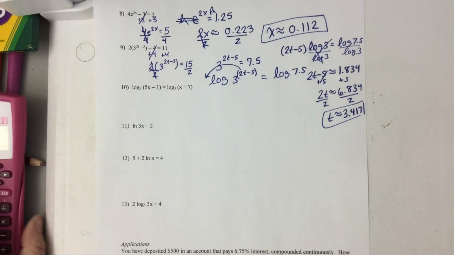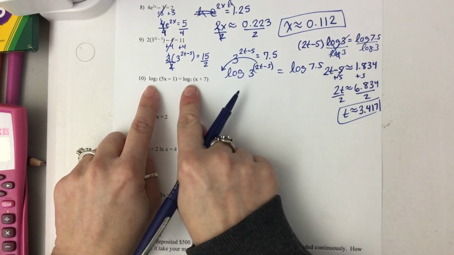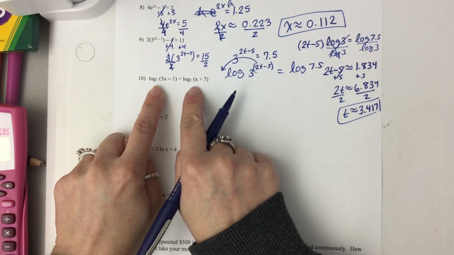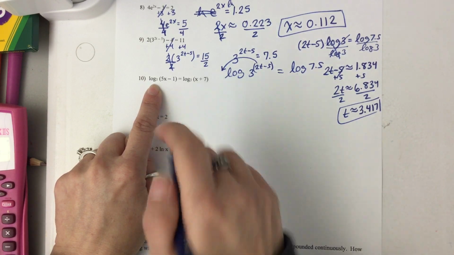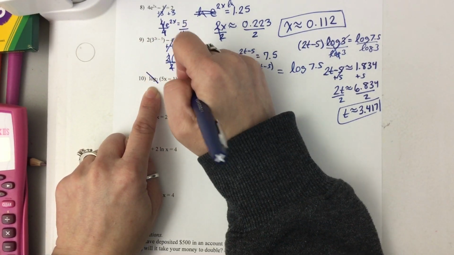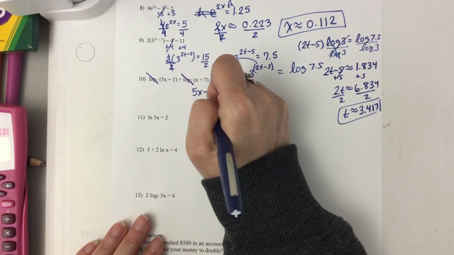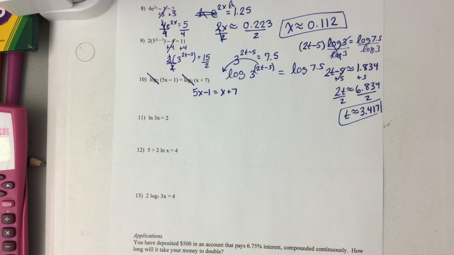Okay, the next one. Here's one of those really cool properties. If both sides have one logarithm, this is one log, this is one log, and they have the same base, like they do here. This is a log base 3, this is a log base 3. You can just cancel them. So here's my equation. 5x minus 1 equals x plus 7. Because there was one log on each side and they both had the same base, you have a property where you can totally just cross that off.